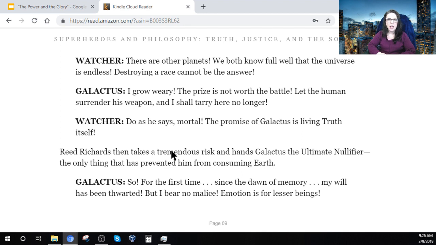And Galacticus says, "I grow weary. The prize is not worth the battle. Let the human surrender his weapon, and I shall tarry here no longer." The Watcher looks over at the Fantastic Four and he says, "Do as he says, mortal. The promise of Galacticus is living truth itself." And so Reed Richards takes the weapon, which is the ultimate nullifier, and he gives it over to Galacticus. And Galacticus says, "So, for the first time since the dawn of memory, my will has been thwarted. But I bear no malice. Emotion is for lesser beings."